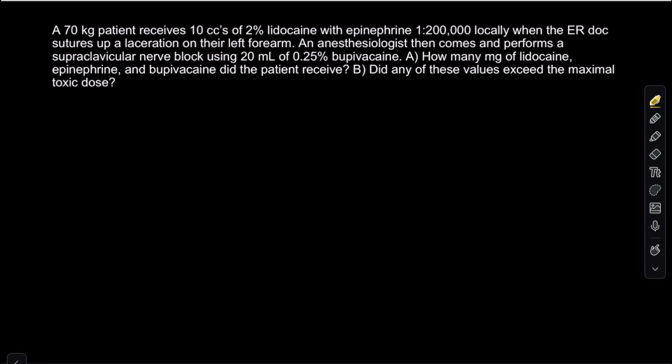So our final problem is a local anesthetic calculation problem. We have a 70 kilogram patient who receives 10 cc's of 2% lidocaine with epinephrine. Epinephrine is at a dose of 1 per 200,000. Locally, when an ER doc sutures up a laceration on their left forearm, an anesthesiologist then comes and performs a supraclavicular nerve block, we'll say on their right arm, using 20 milliliters of 0.25% bupivacaine. How many milligrams of lidocaine, epinephrine, and bupivacaine did the patient receive?